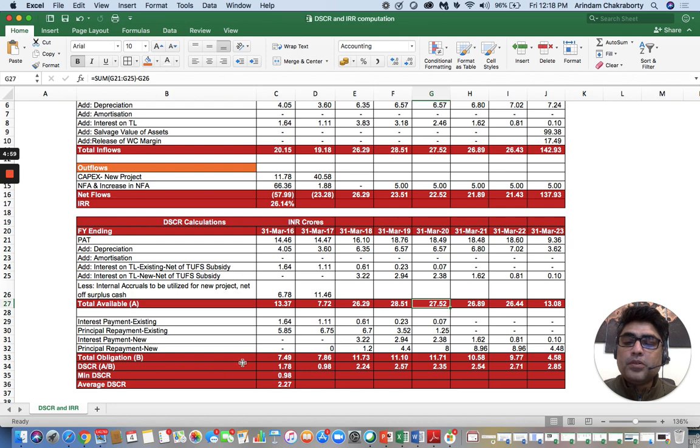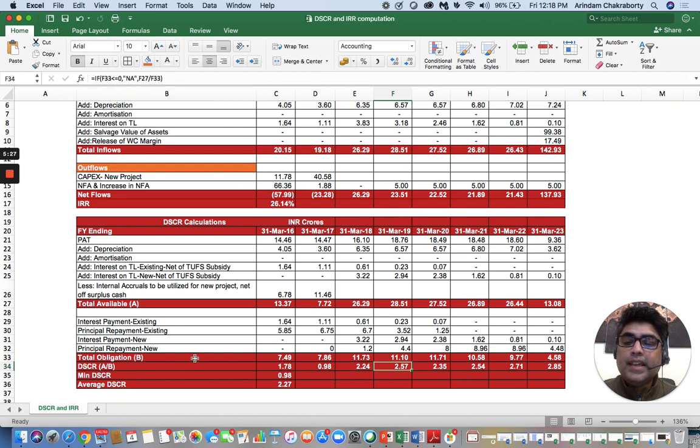Then we come to the total obligation figure, which comprises the interest payment of the existing loan that the company has and the principal payment of the existing loan, and the interest payment of the new loan the company is taking up and the principal payment of the new loan. These are the components of this section. That takes us to the total obligation figure. Then we come to the DSCR figure, as we see over here.